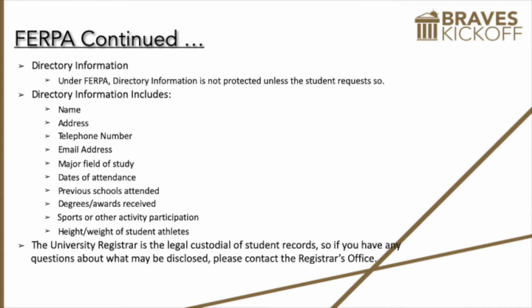Some student information is not protected by default and can be disclosed to a third party unless the student specifically requests that it be protected. This data is called directory information and includes the following: name, address, telephone number, email address, major field of study, dates of attendance, previous schools attended, degrees awarded, sports or other activity participation, and the height and weight of student athletes. The registrar is the legal custodian of student records, so please be sure to reach out to the registrar's office if you have any questions about disclosure of student records.